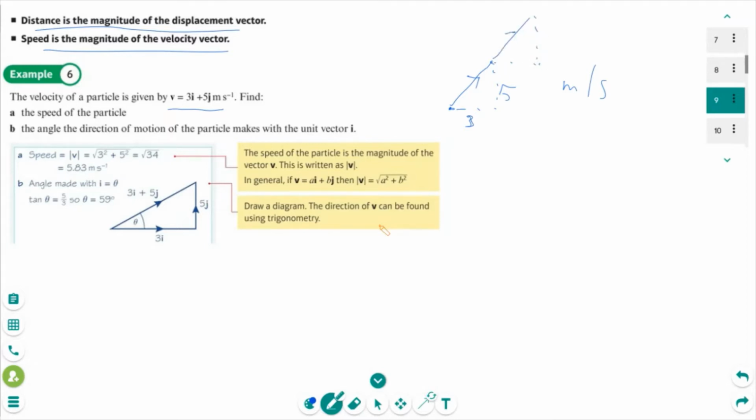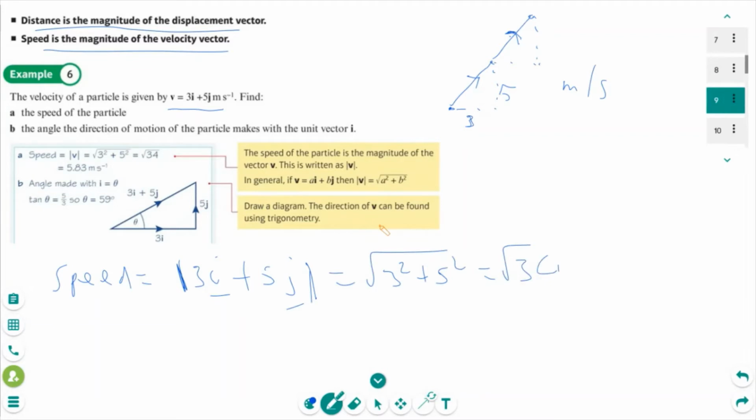The speed of the particle is simply the magnitude of the velocity vector. So you've seen it in the earlier work. To work out the magnitude, you do Pythagoras. So to work out the speed, you want the modulus of the vector. That notation is the magnitude of the vector. So basically, it's how long the vector is. So you need to do Pythagoras, 3 squared plus 5 squared. That's how they got root 34, which is equal to 5.83 meters per second. So that is the speed. It's just the magnitude of the vector.